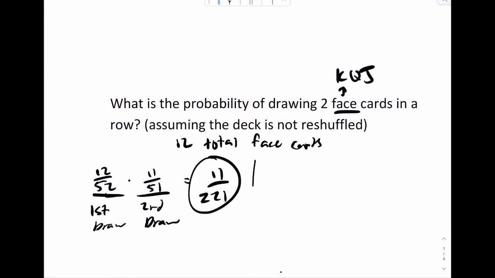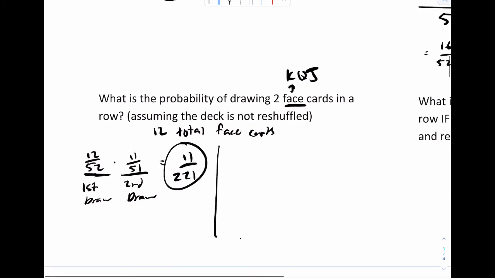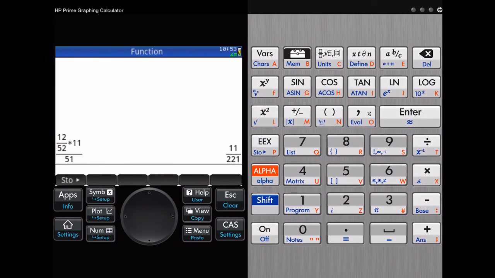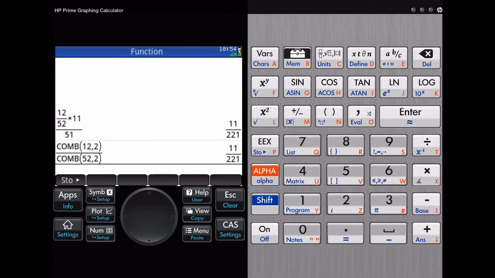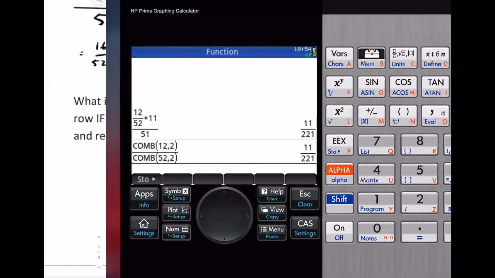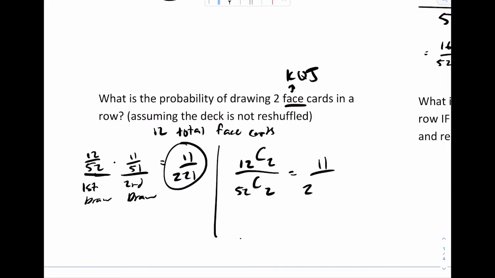That's our answer. Now you could use combination here, and to use combination, you do something very similar. You say there are 12 face cards, we're choosing 2 of them, and this should be divided by 52 choose 2. So that's all the ways you can grab 2 face cards, divided by all the ways you can pick 2 cards of the 52. So let's go back to our calculator, and we're going to see it's the same answer. Okay, so there's our answer, and yep, we can see that is in fact the same thing. That's 11 over 221.